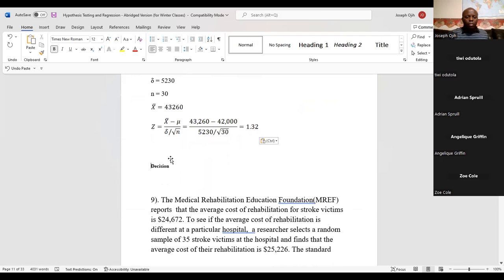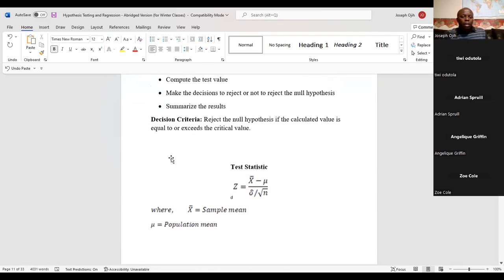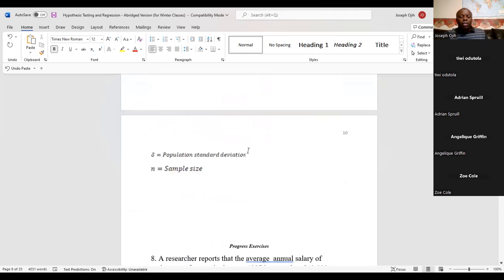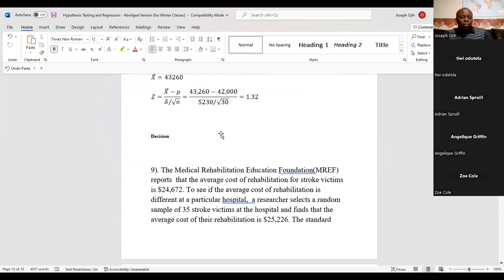The decision criteria, if you remember, says reject the null hypothesis if the calculated value is equal to or exceeds the critical value. That means if our answer is equal to or more than the critical value, we reject. Otherwise, we don't reject. So our critical value is 1.65, right? See, critical value 1.65.